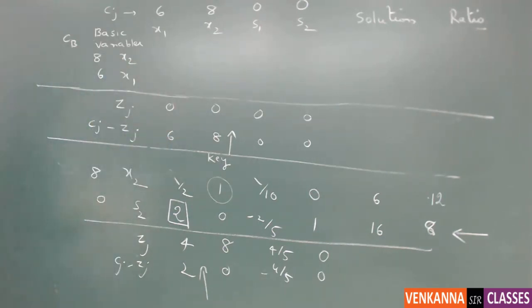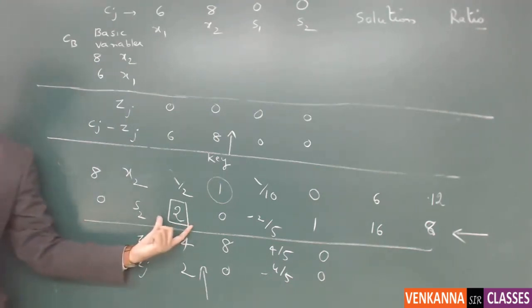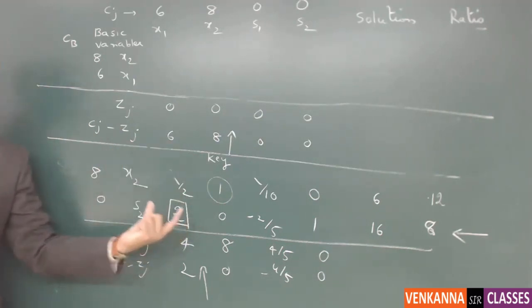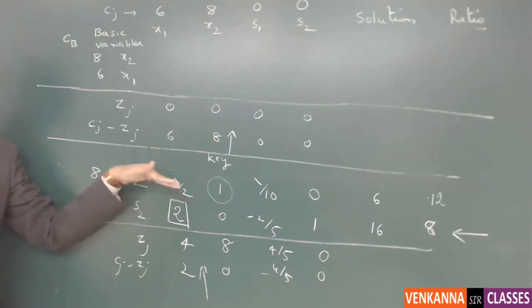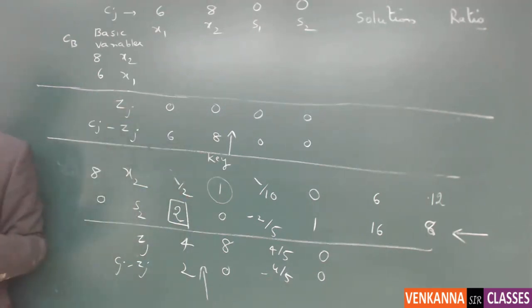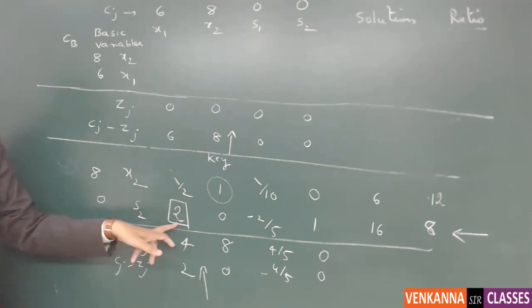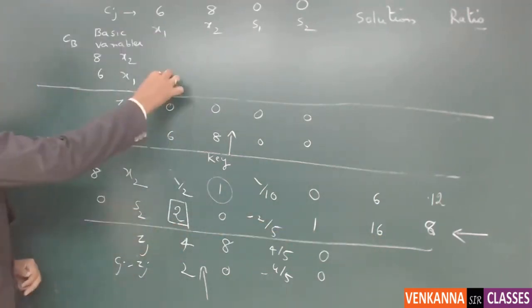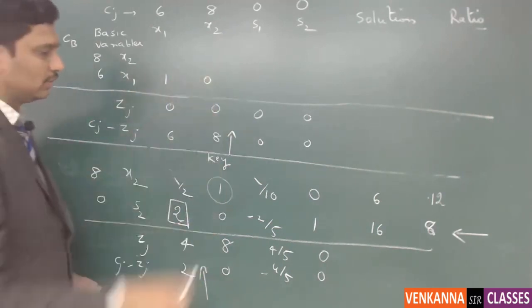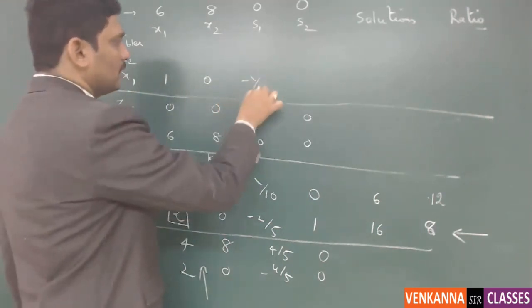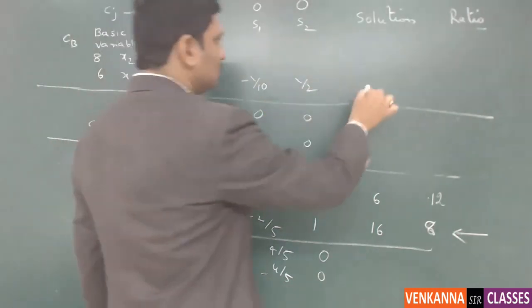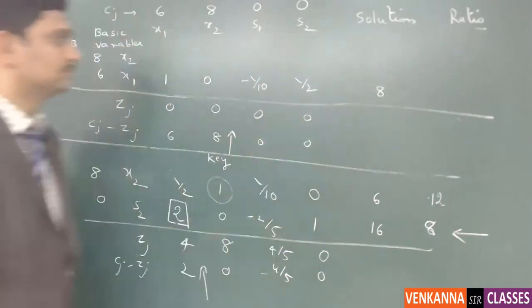So while building the table, we always go with the pivot row first. Once you're done with this, then based on this row, you are going to do the other row operations of the other table. Fine. So since the pivot element is 2, this entire row is divided by 2. So how does it come? 1, 0, minus 1 by 10, 1 by 2, and this is 8. Accepted?